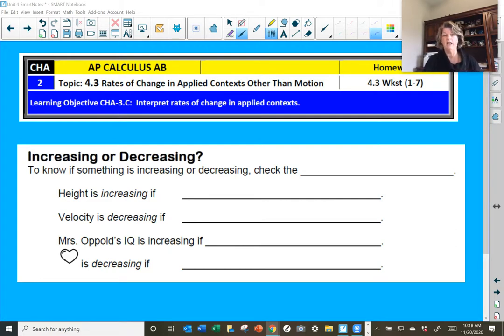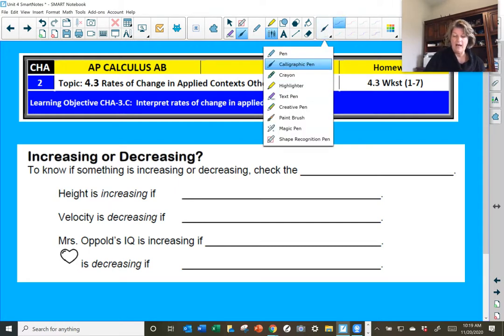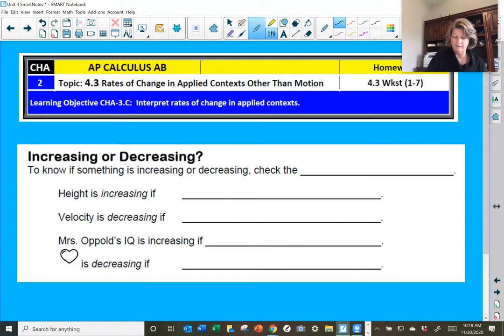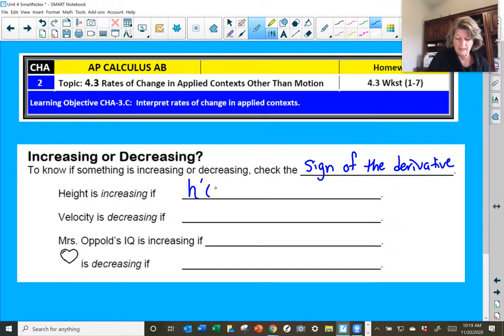Could I tell if my height is increasing or decreasing? Yes, I could. I could check the derivative. So to know if something's increasing or decreasing, check the sign of the derivative. So if my height were increasing, it would be because I have a derivative that is positive. And height, I'm going to call it my h function, so that h prime of t was greater than 0.